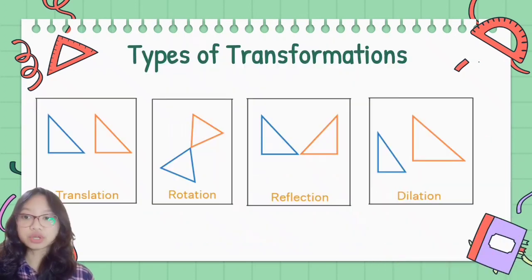In geometry, there are four basic types of transformation. There are translation, or in Indonesia is translasi. The second is rotation, or in Indonesia it's called rotasi. The third is reflection, or Indonesia is called refleksi. And the last one is dilatation, or in Indonesia it's called dilatasi.